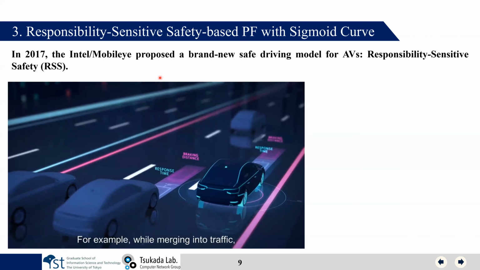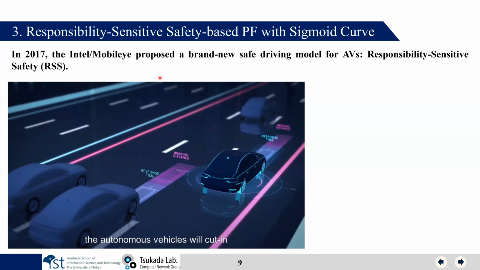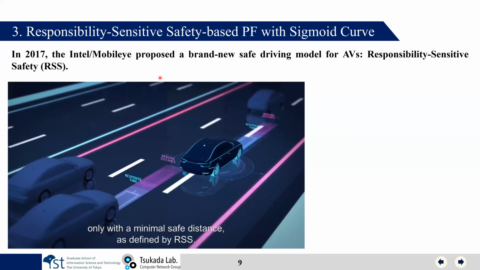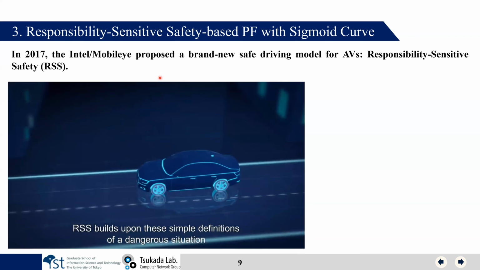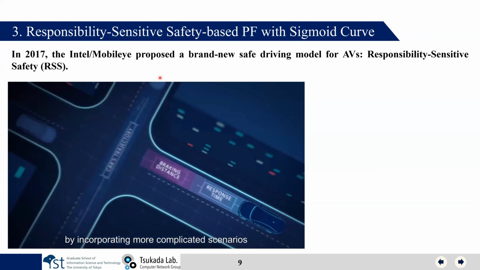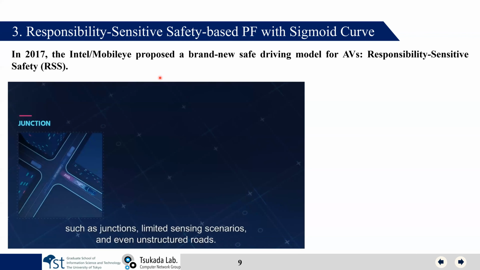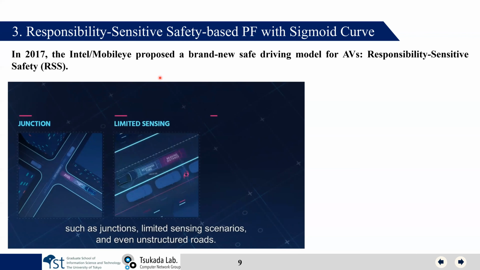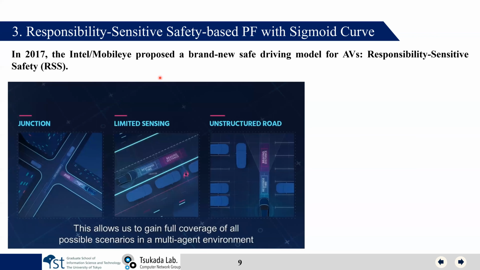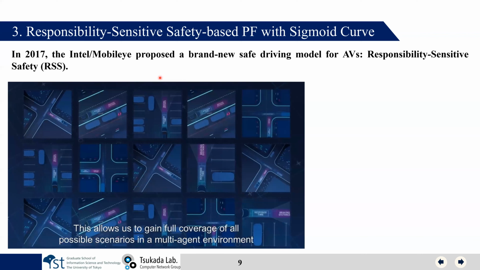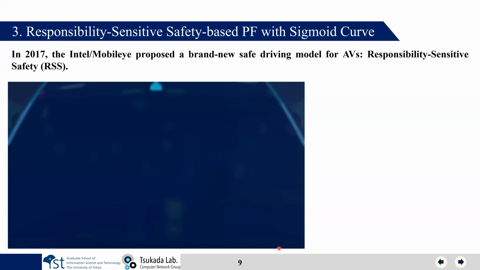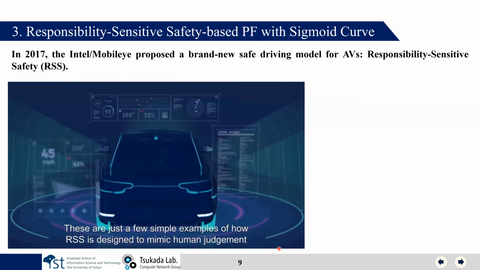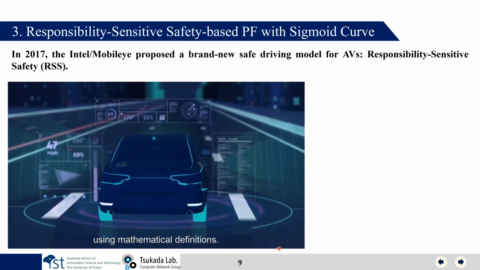For example, while merging into traffic, the autonomous vehicles will cut in only with a minimal safe distance as defined by RSS. RSS builds upon these simple definitions of a dangerous situation by incorporating more complicated scenarios, such as junctions, limited sensing scenarios, and even unstructured roads. This allows us to gain full coverage of all possible scenarios in a multi-agent environment and clarify responsibility for collisions involving automated vehicles in the real world. These are just a few examples of how RSS is designed to mimic human judgment using mathematical definitions.